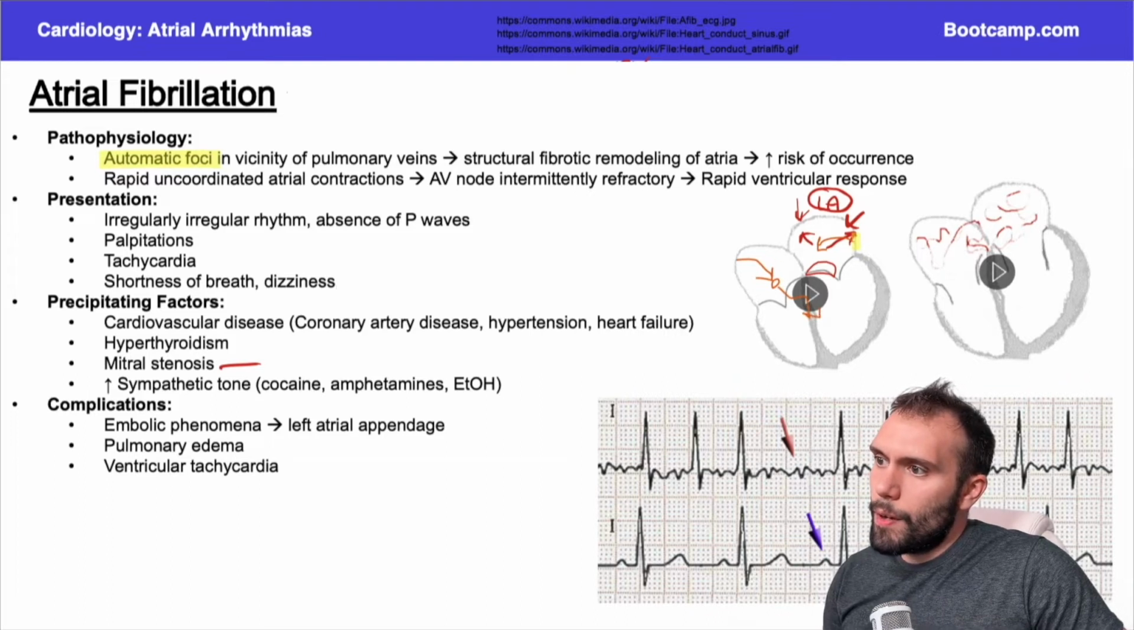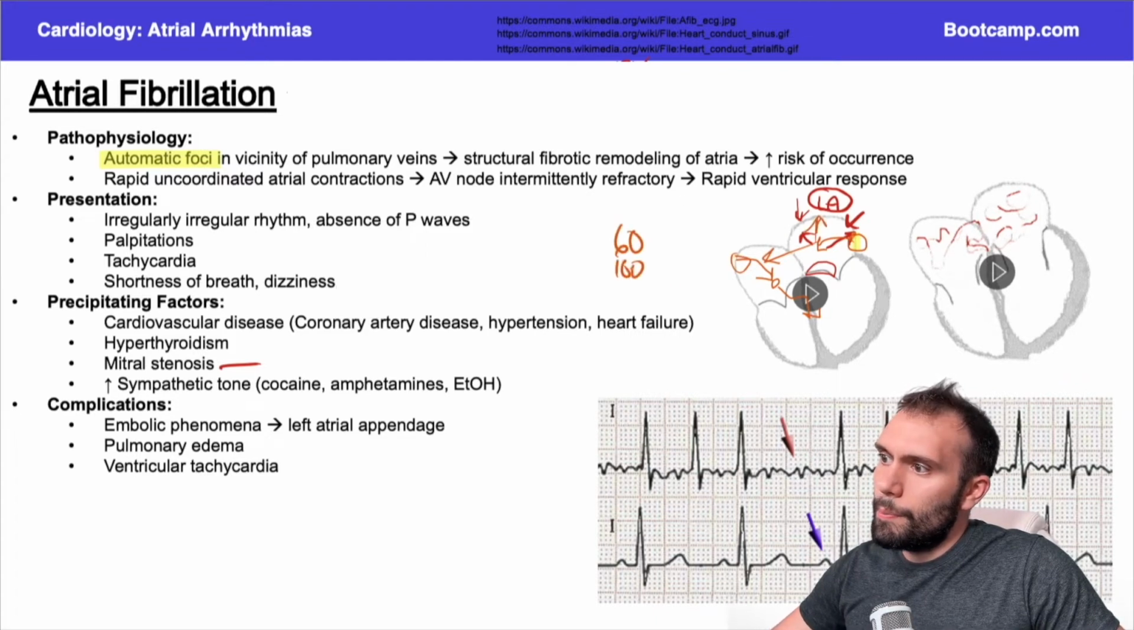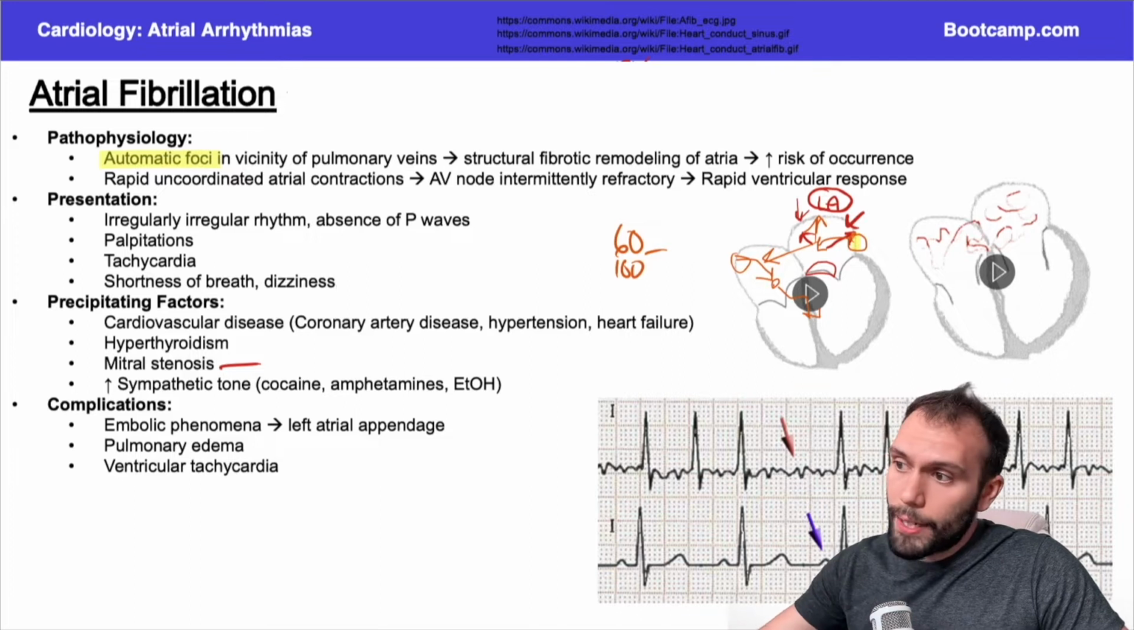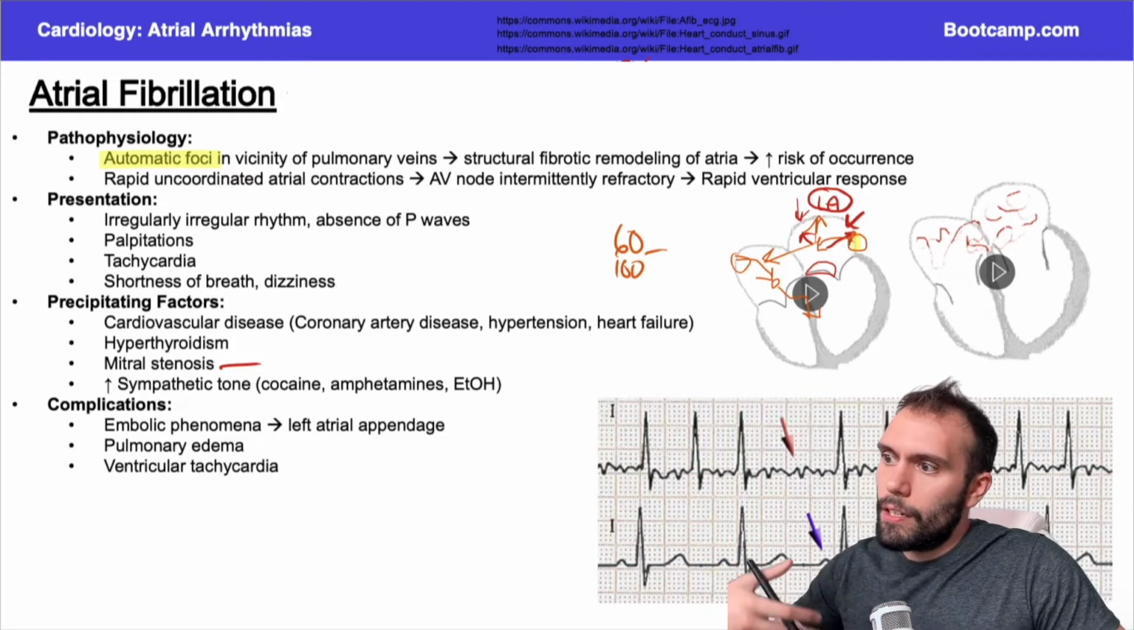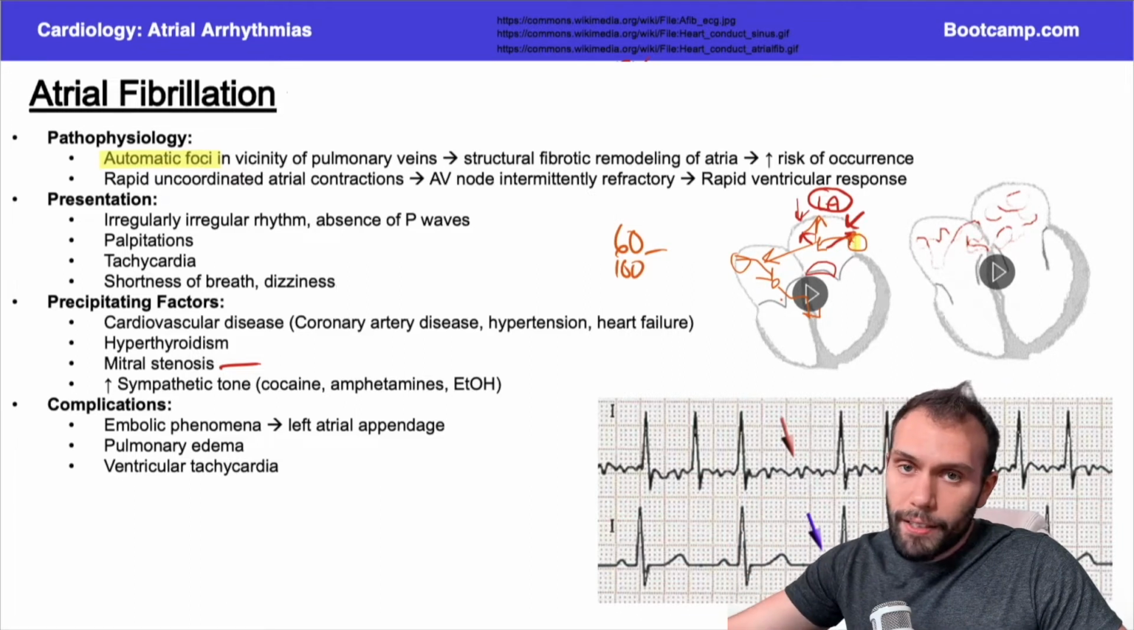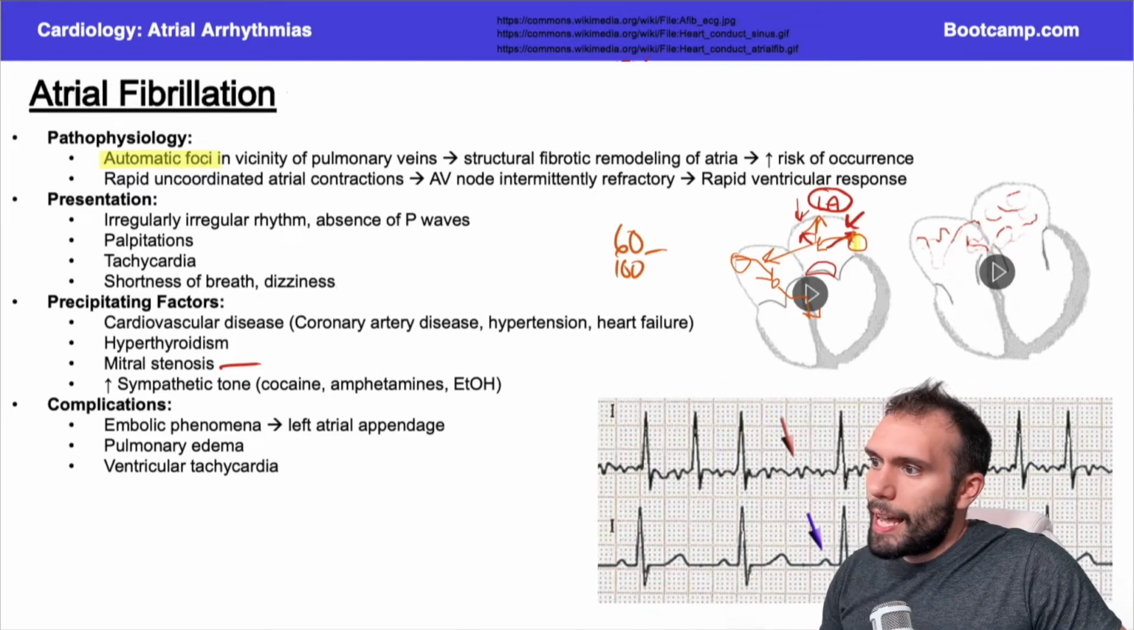But here you have some other site that's generating this electrical impulse, and those impulses are going to get spread throughout the atria. Normally, the SA node gives you about 60 to 100 beats per minute. Those impulses go to the AV node, where there's a refractory period. We delay the conduction so that the ventricles can contract in systole and the atria can contract in diastole. That's what normally happens with the SA node.